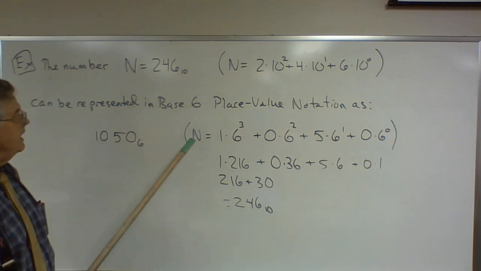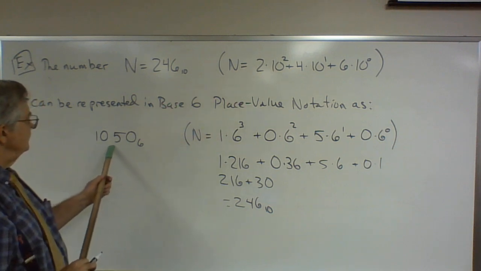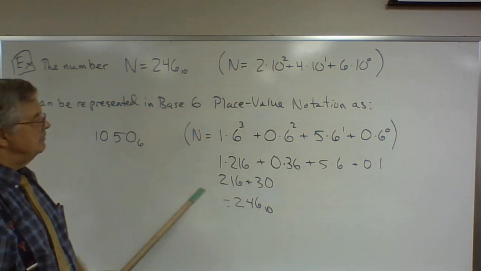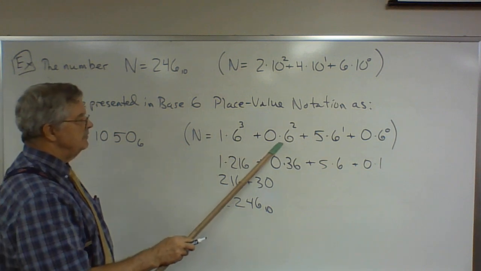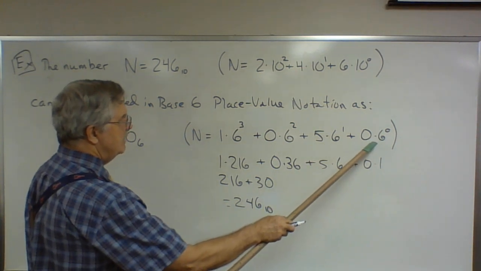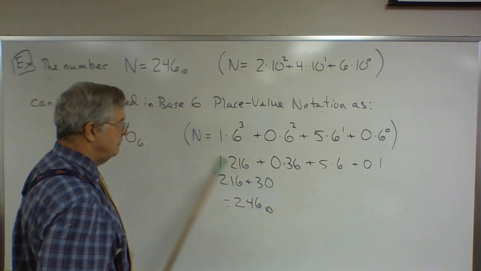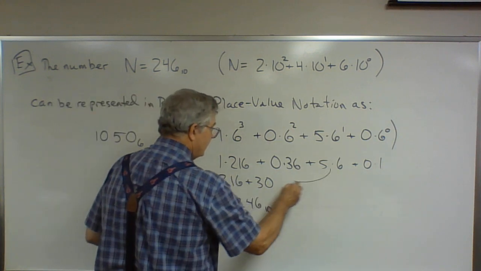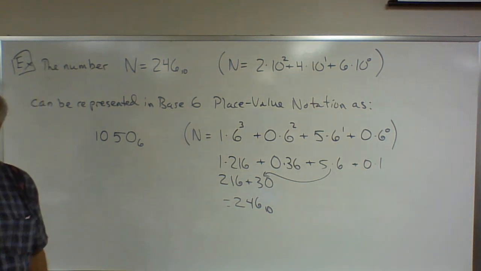246 base 10 is equal to 1050 base 6. That's 1 times 6 cubed, 0 times 6 squared, 5 times 6 to the 1st, 0 times 6 to the 0. 216 plus 30 is 246 base 10.